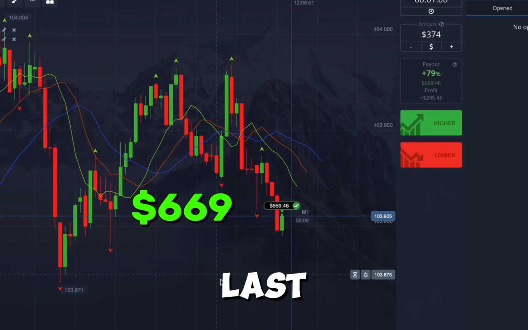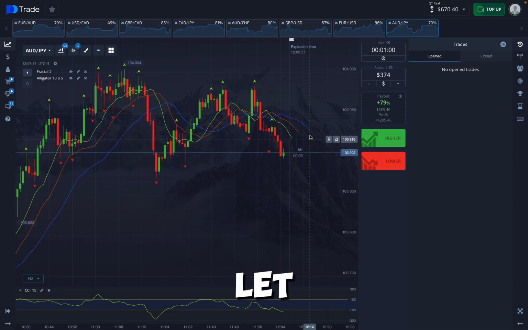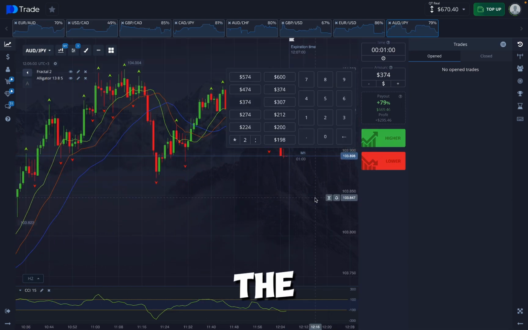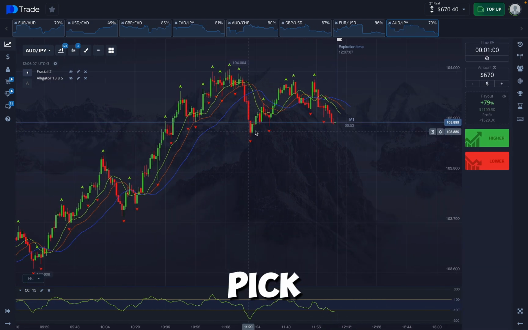And literally at the last second, there was an exit and the trade closed in plus. Great, let me probably change the amount of the value of the trade and put the maximum to make a great profit for today. And let's pick up the following currency pair.